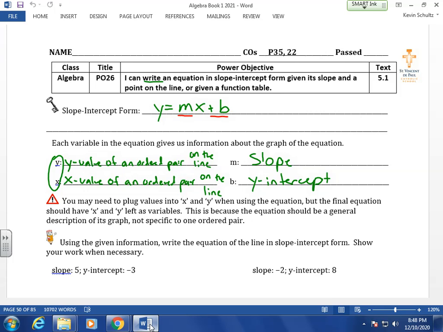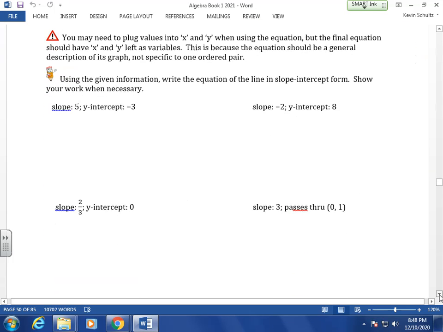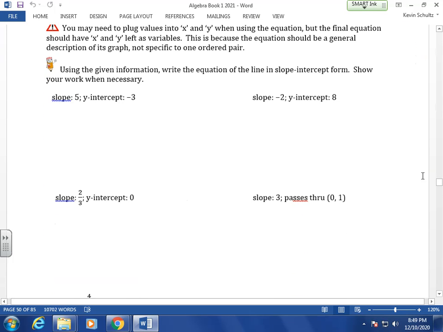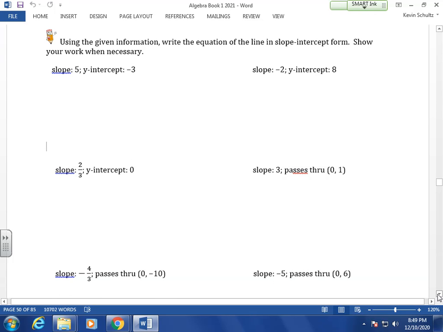Okay, so let's go down the page a little bit here. It says, using the given information, write the equation of the line in slope-intercept form. Show your work when necessary. So this is section 1. These are the first types that you're going to see here. And remember, what are we looking for? The slope and the y-intercept.